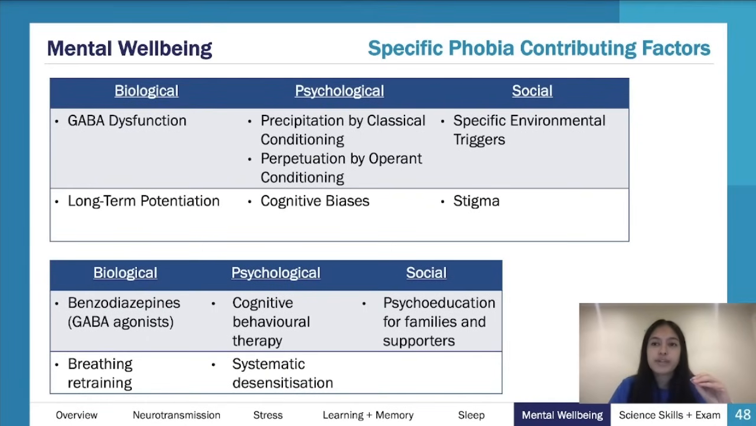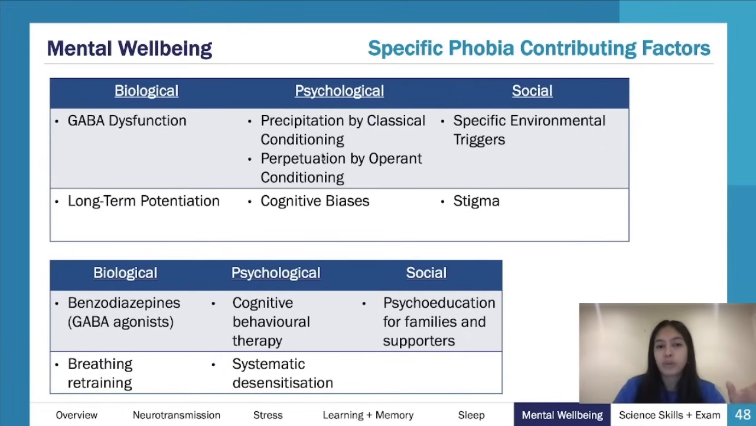But as a really brief rundown of this, you've got your GABA dysfunction. GABA is an inhibitory neurotransmitter. What we talked about before, it can calm down the brain. If you have low levels of GABA, you're getting overexcited neurons, you're getting overactivation, and that can precipitate an anxiety response, and that can contribute to specific phobia. Your long-term potentiation, you're basically strengthening the association between fear and your phobic stimuli.